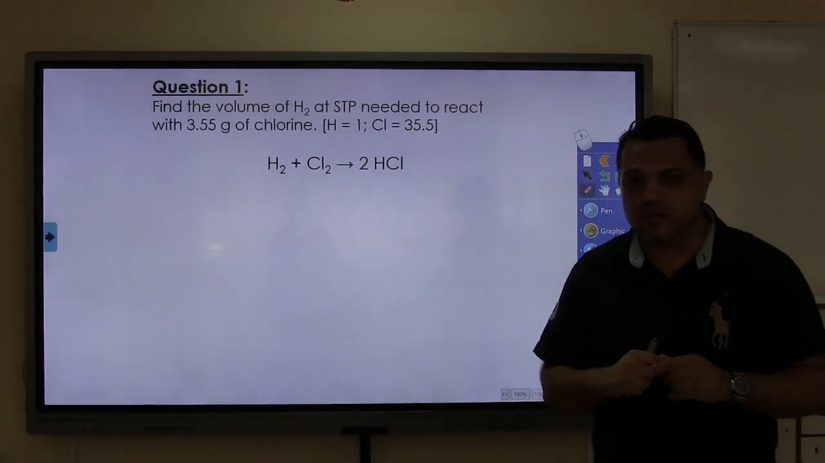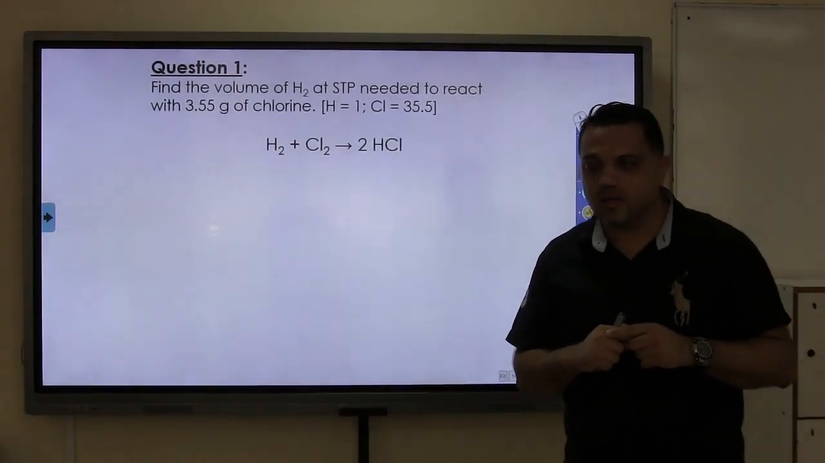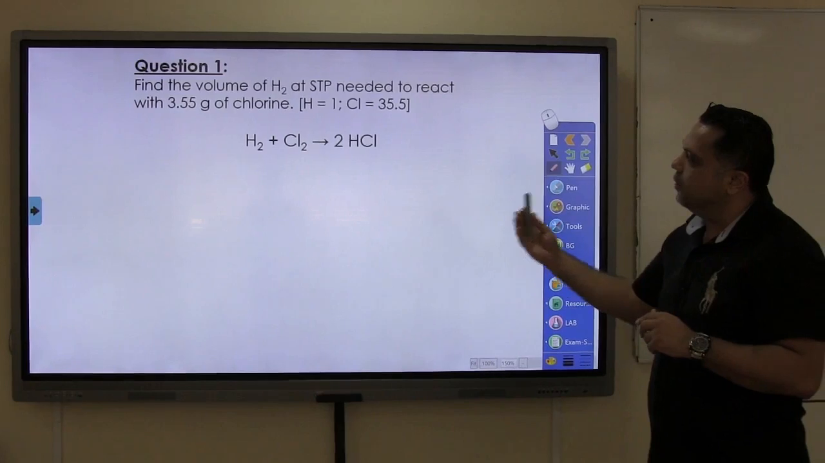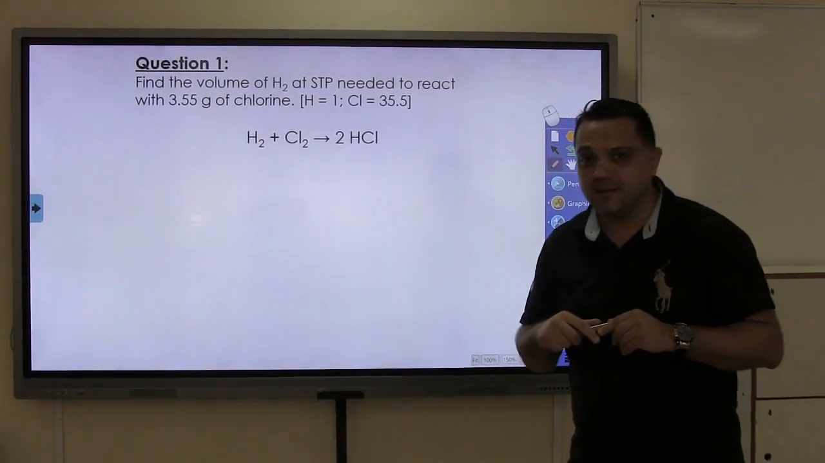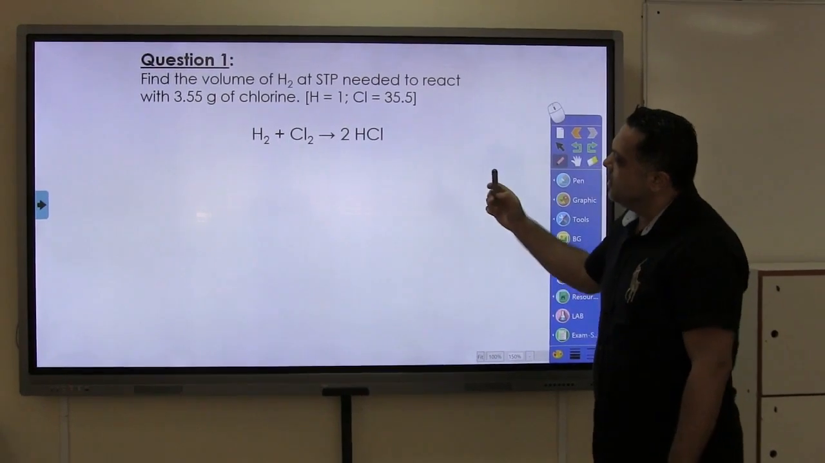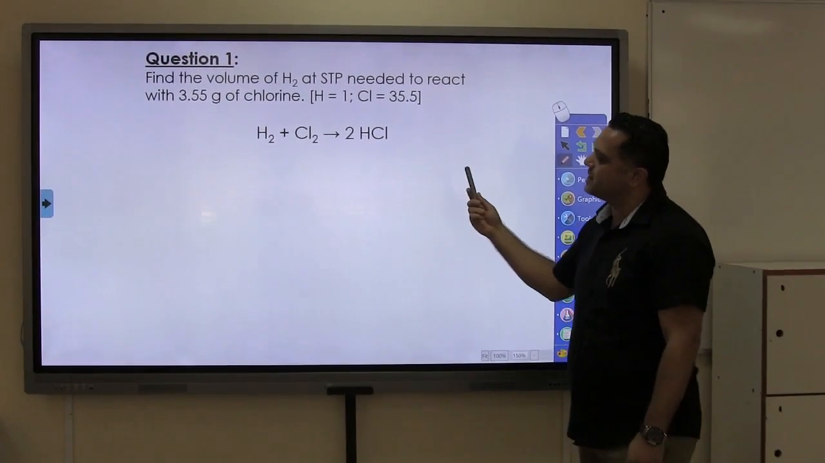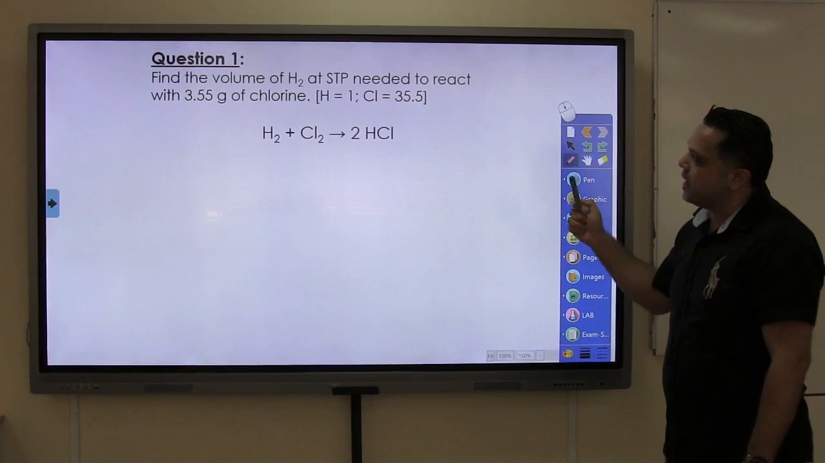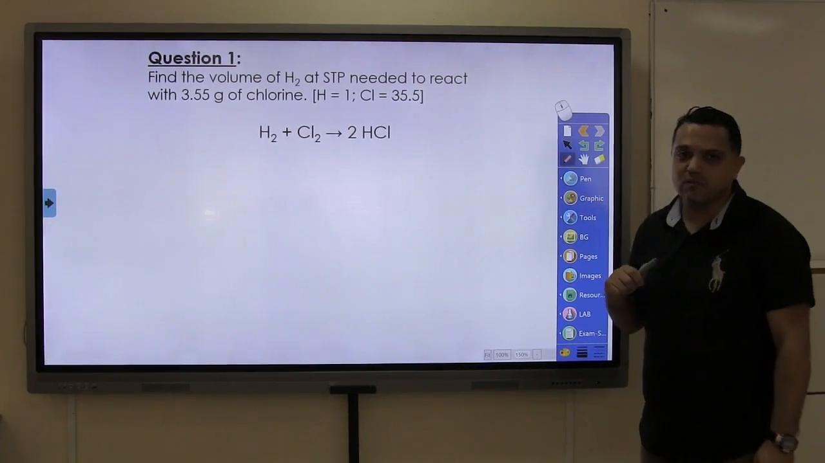We will talk about the stoichiometric relations in chemical reactions. We can solve the first question as an example of how to solve these questions. Find the volume of the hydrogen at STP needed to react with 3.55 grams of the chlorine.